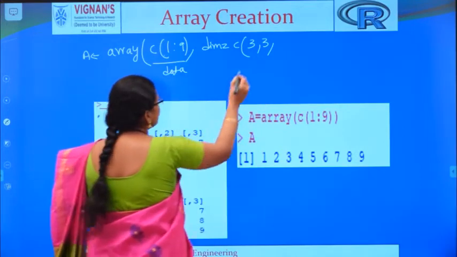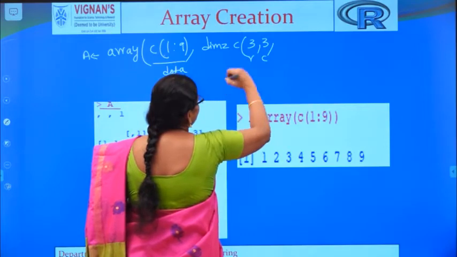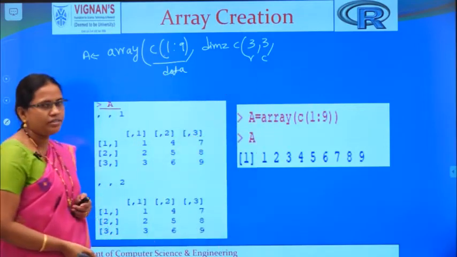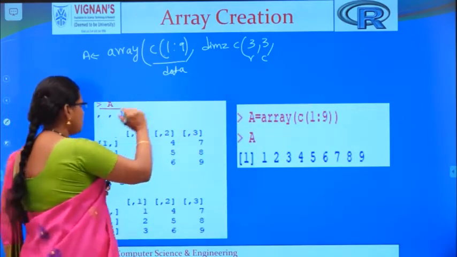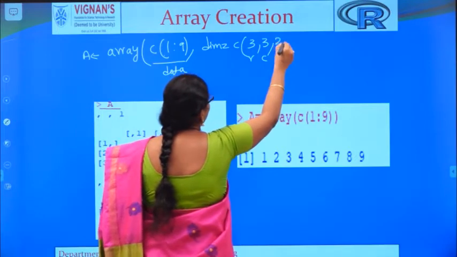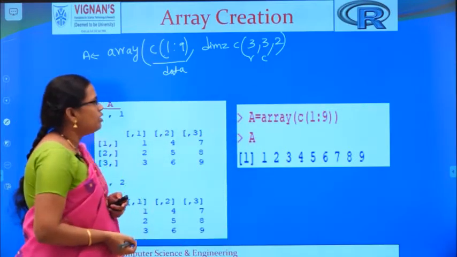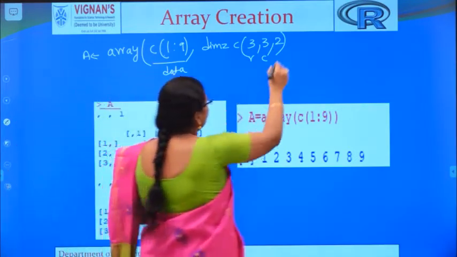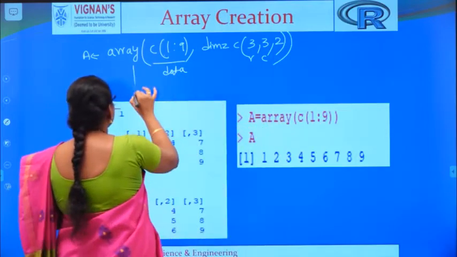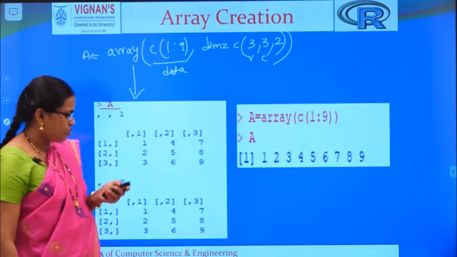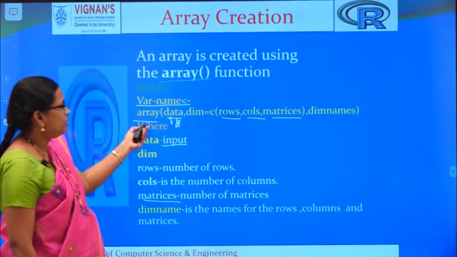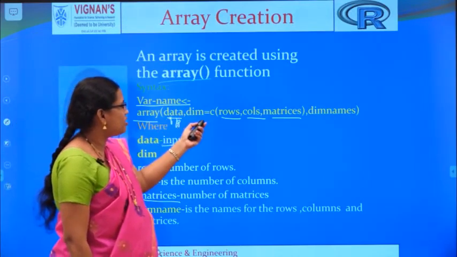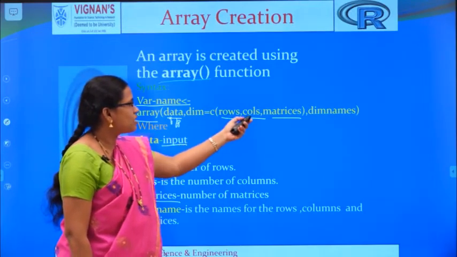So this is discussing rows, columns, and then how many matrices are here? There are 2 matrices, okay, so matrix 1 and matrix 2. So you have to give 2 matrices here. By giving this, you will get the matrix like this. See this one, this is the syntax of it: data comma dimension is equal to c of rows comma columns comma matrices.